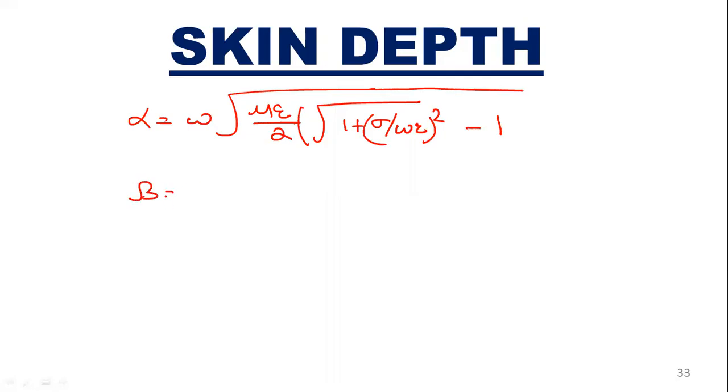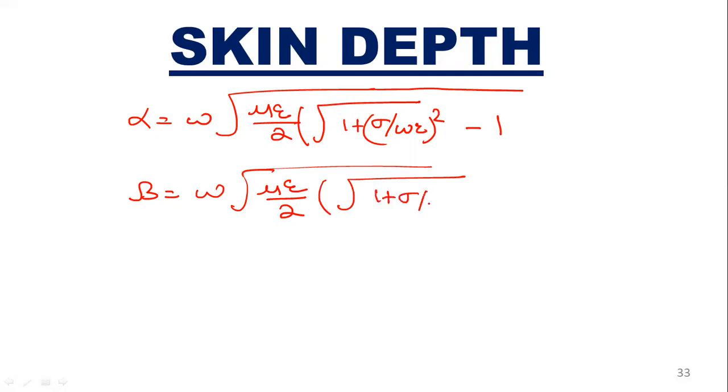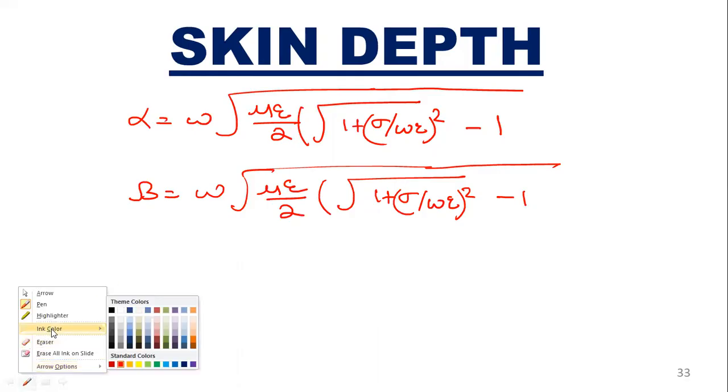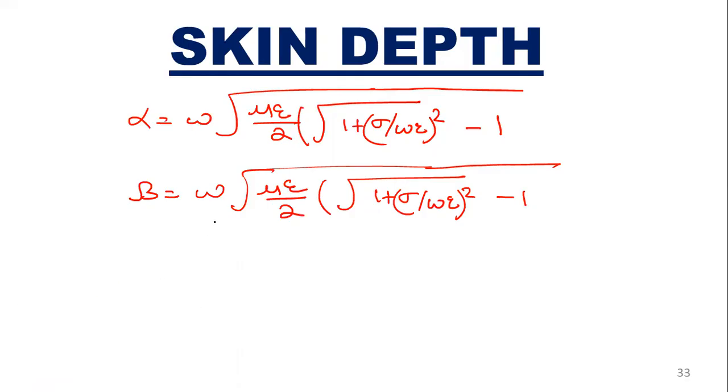Similarly, beta, which is the phase constant, we have derived in the same way: beta is equal to omega into root of mu epsilon by 2 into the root of 1 plus sigma by omega epsilon the whole square plus 1. And the values of alpha and beta vary from medium to medium, lossless, low loss, it varies. So my suggestion is you study this expression, and then based on the values of sigma, omega and epsilon, you can change it, so that you need not memorize all the equations. When we talk about skin depth, we will initially talk about a good conductor.